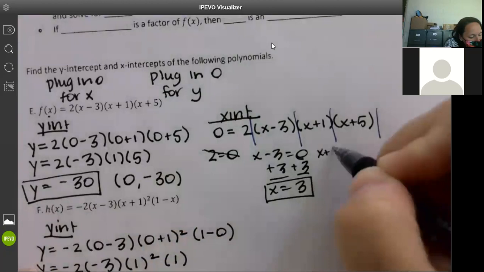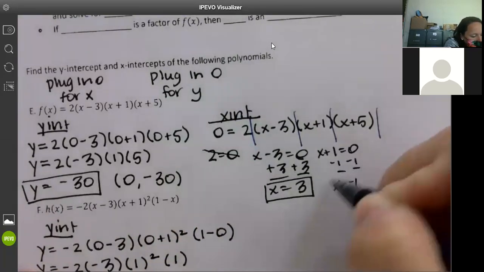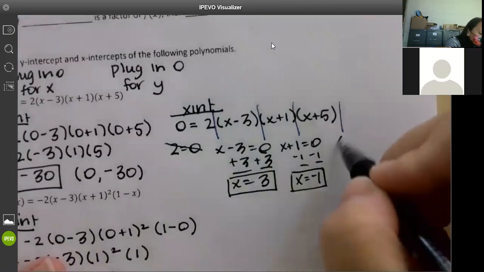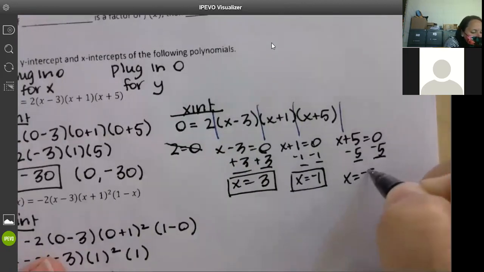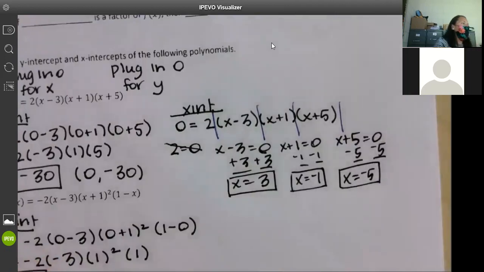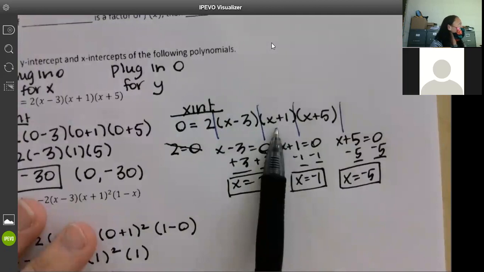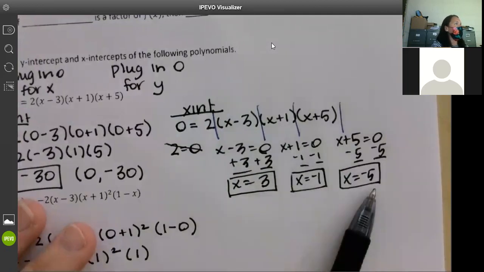We would do x plus 1 equals 0 and subtract our 1 and get negative 1. And we set x plus 5 equal to 0. Subtract 5 and we get x equals negative 5. But remember, we can do the cheater method. If we have a negative 3, we know the answer is positive 3. If we have a positive 1, the answer is negative 1. If we have a positive 5, the answer is negative 5.